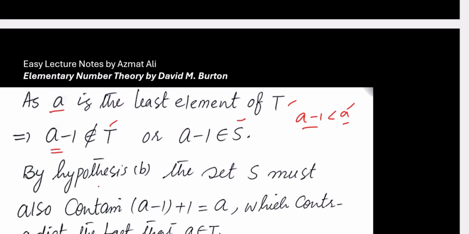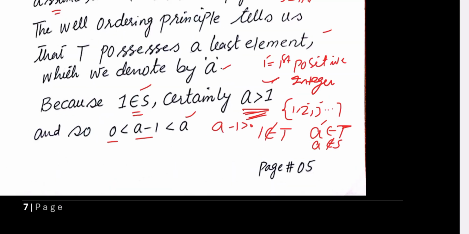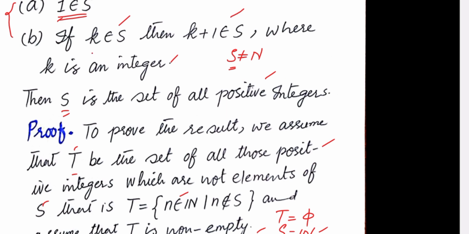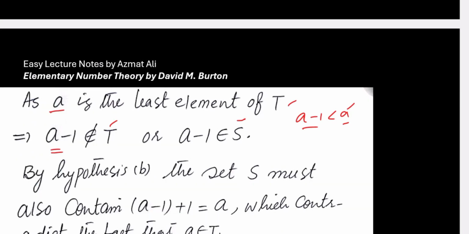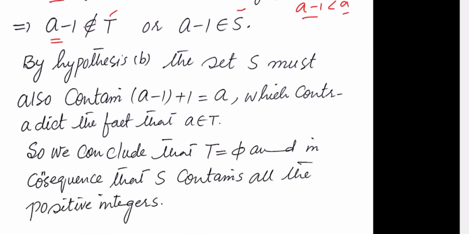By hypothesis B, what is hypothesis B? Hypothesis B says that if k is some integer that belongs to S, then k plus 1 also belongs to S. So according to this hypothesis, if A minus 1 is an element of S, then when we add 1 to A minus 1, the next integer will be A. It means A minus 1 plus 1, by hypothesis B, is also an element of S. But this element is equal to A, which contradicts the fact that A belongs to T.